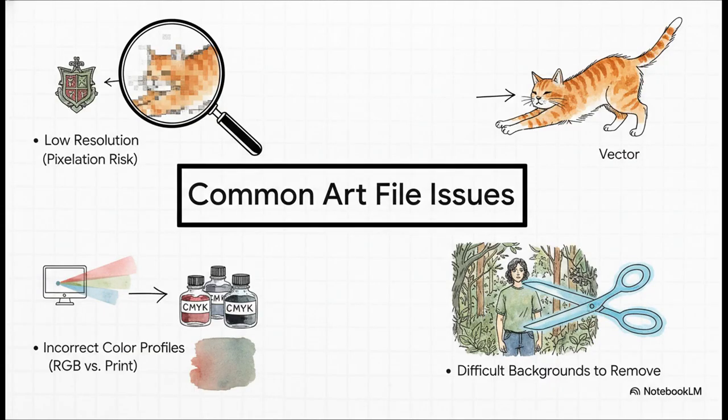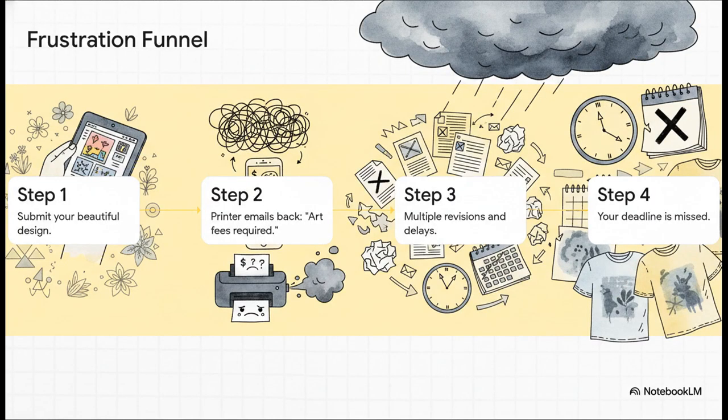So let's just recap the big troublemakers here. You've got your low-resolution files causing blurriness, and you've got your raster files that just can't be scaled up properly. But there are a couple of other big ones. First, color. Your screen uses RGB, red, green, and blue light, to create colors. That's why they can be so vibrant. But printers use ink, and that electric blue you fell in love with on screen might turn into a dull navy on the shirt. And don't even get me started on backgrounds. A lot of AI art has these really complex, messy backgrounds that are just a nightmare to remove cleanly for printing.